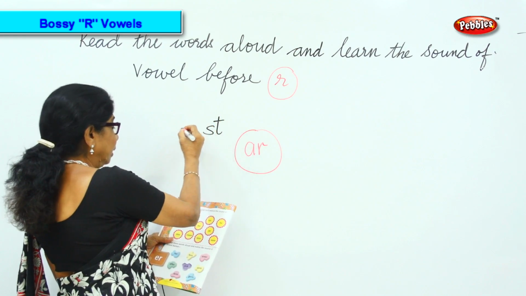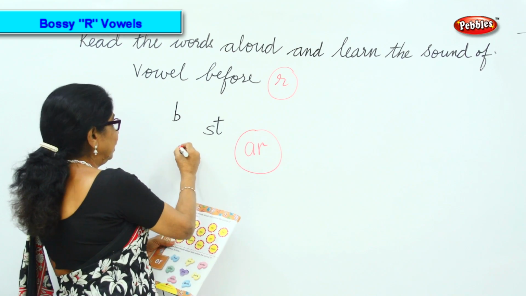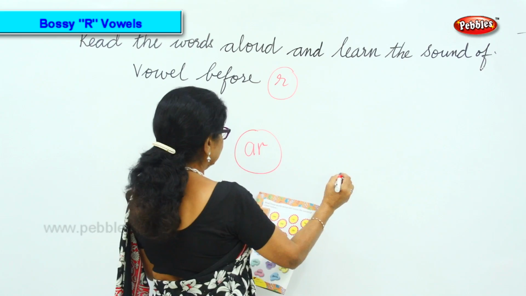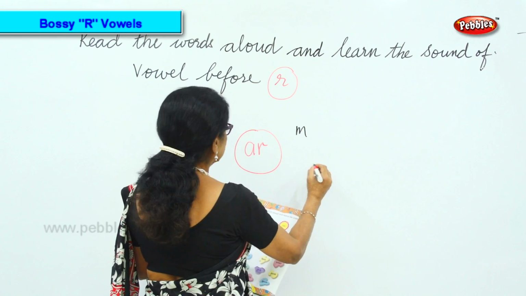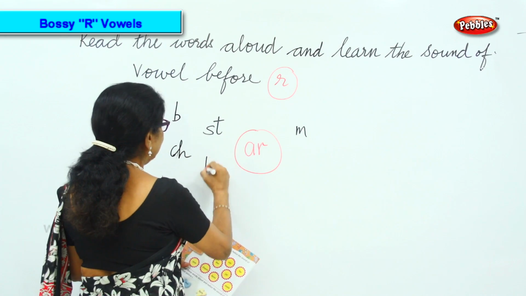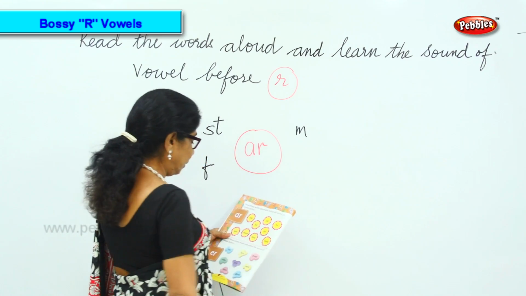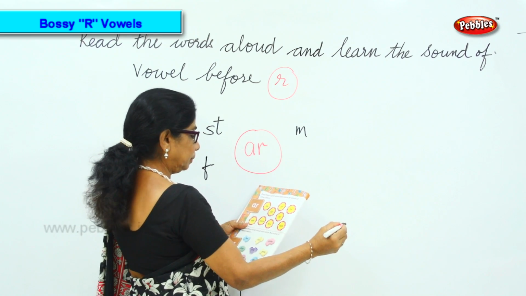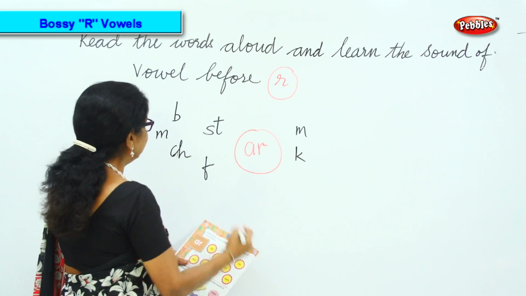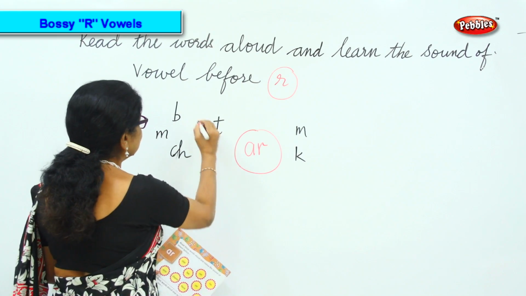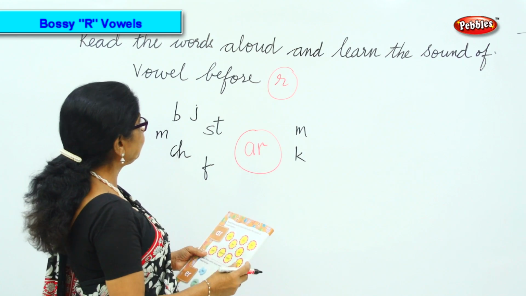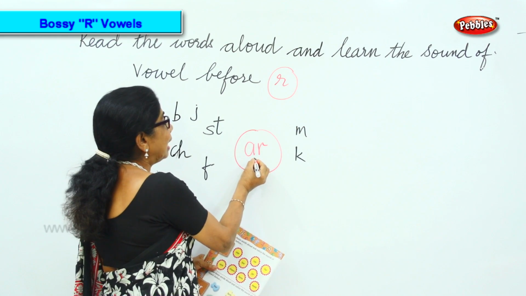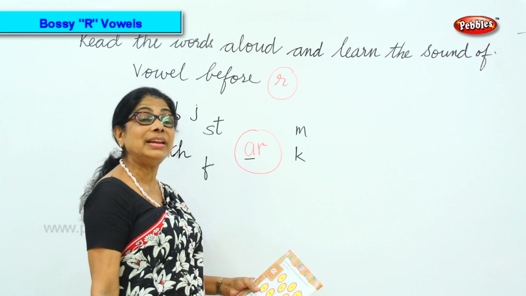Stir, then b, then ch. Then f, farm, m, mark, fa, j. Okay, now before the vowel R is there and before R we have a vowel A.